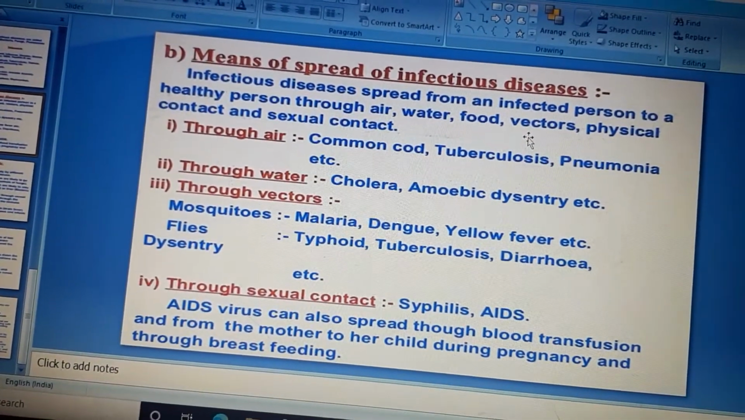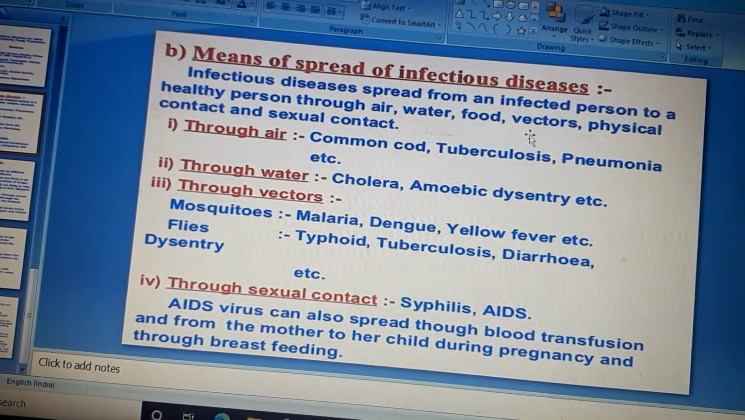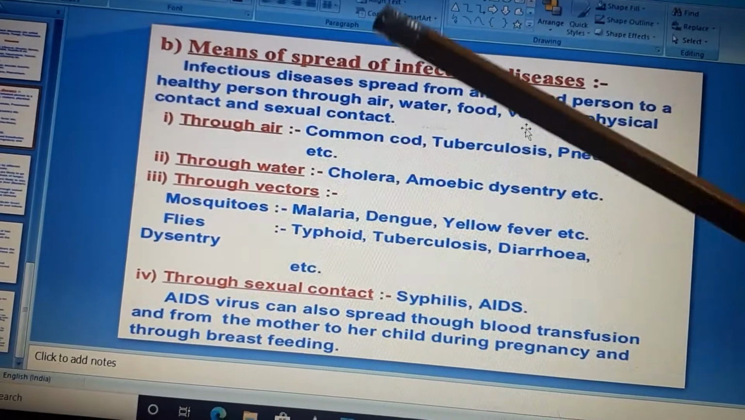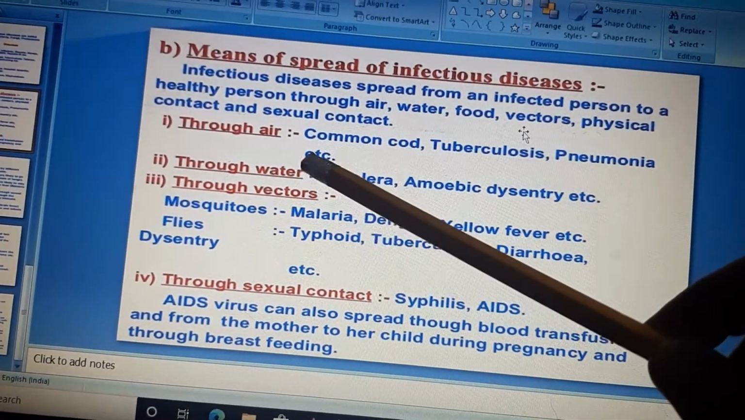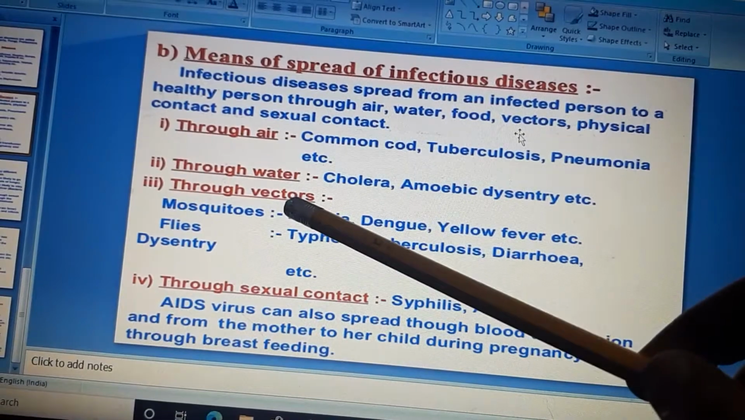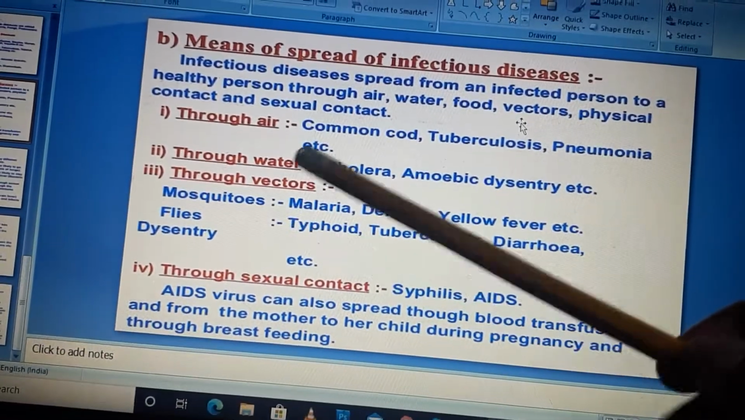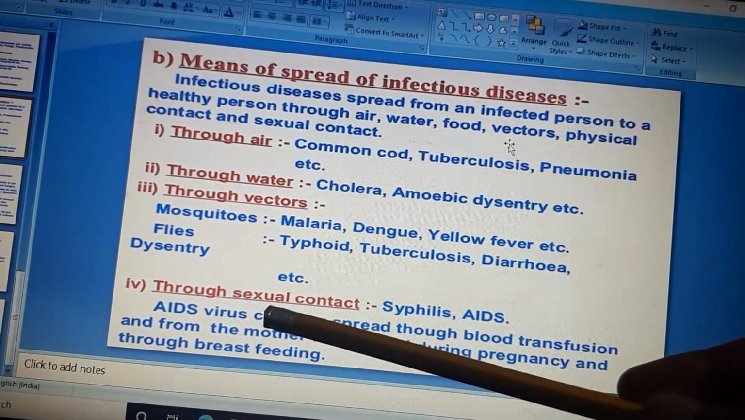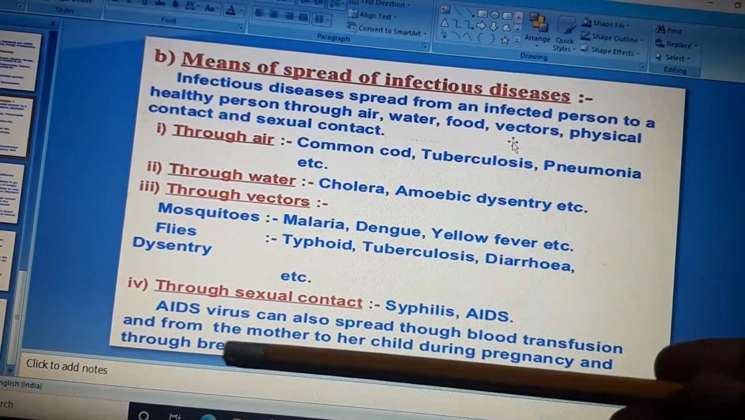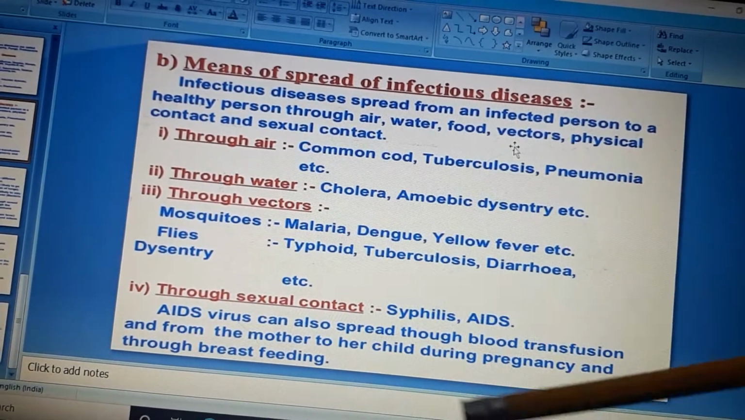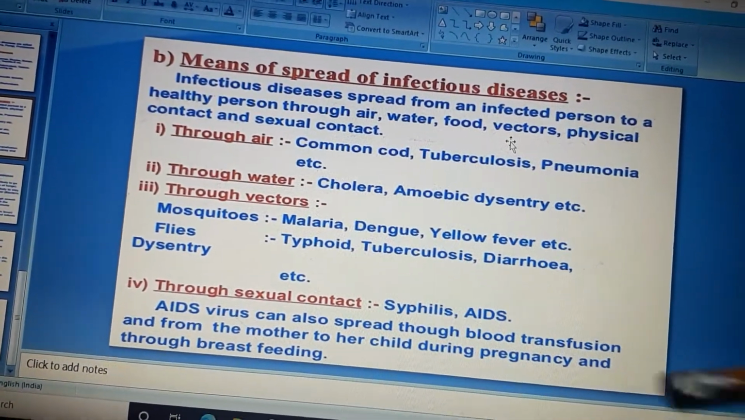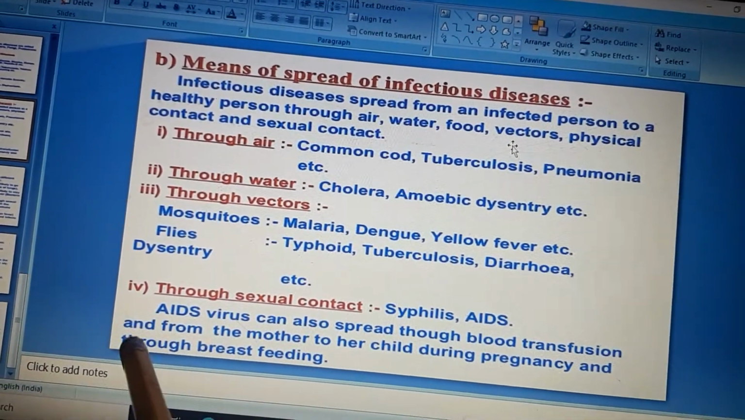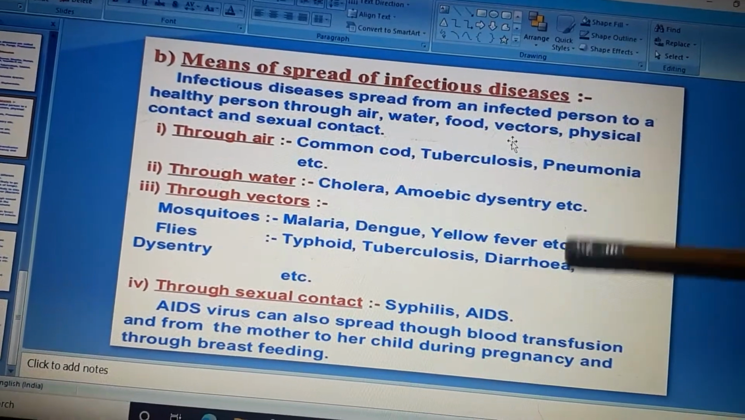Now, how does the spread of infectious disease take place? Infectious disease can spread through a variety of factors: through air, through water, through vectors. A vector is the agent through which infection spreads. Or through sexual contact. Sexually transmitted infectious diseases include syphilis. The AIDS virus can be spread through blood transfusion, or from mother to child during pregnancy, or through breastfeeding.